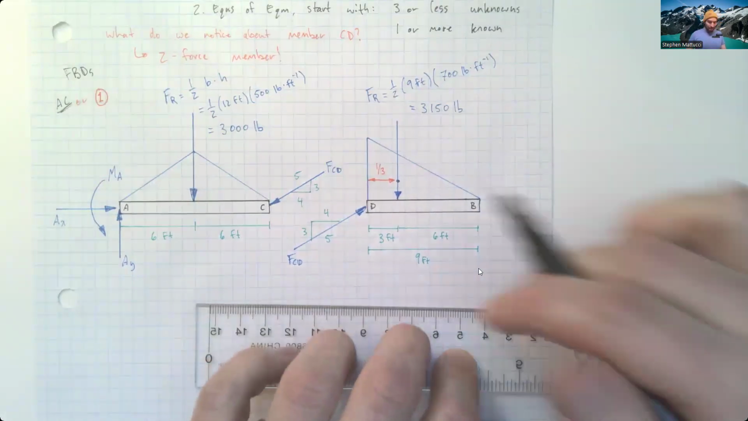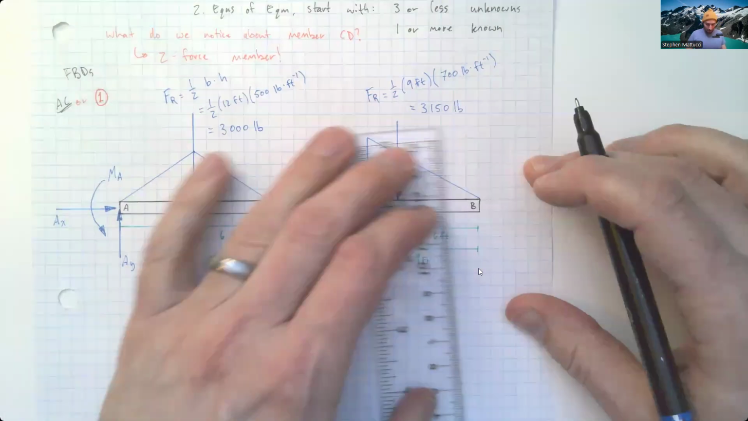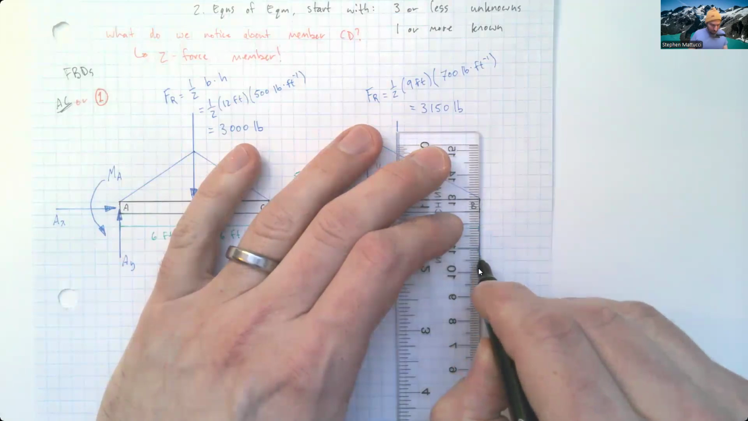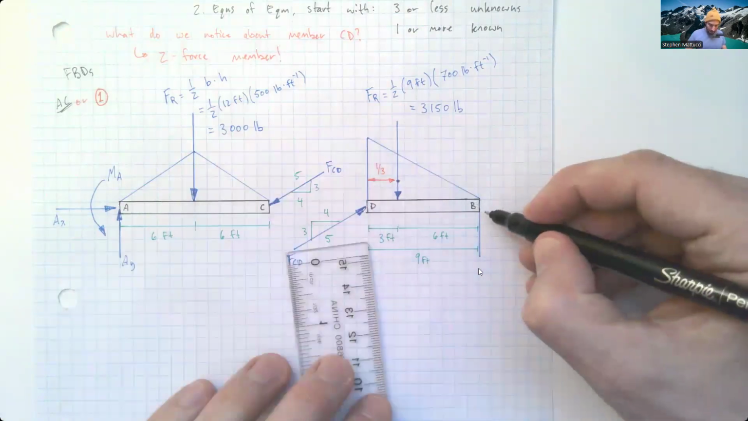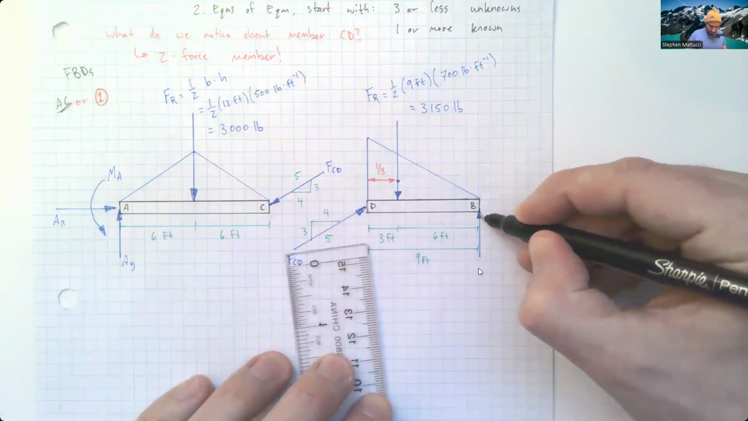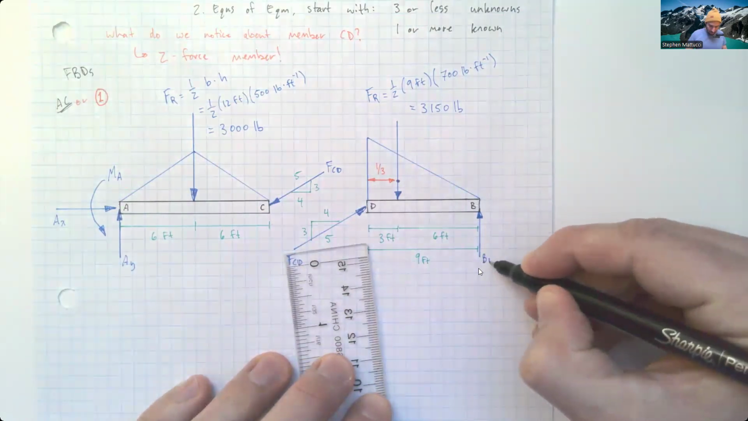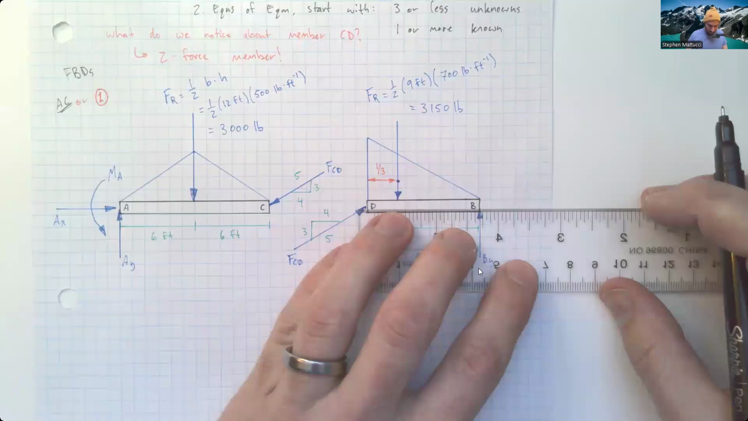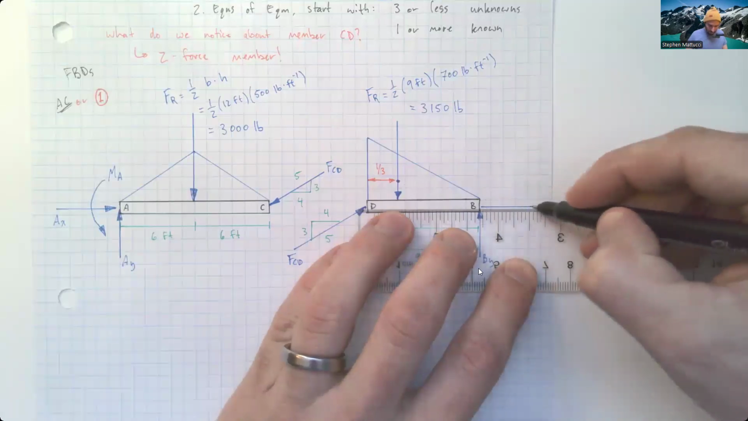And this is a pin at B. Since this is a pin, this means we're going to have a Y component, BY, and we're going to have an X component.